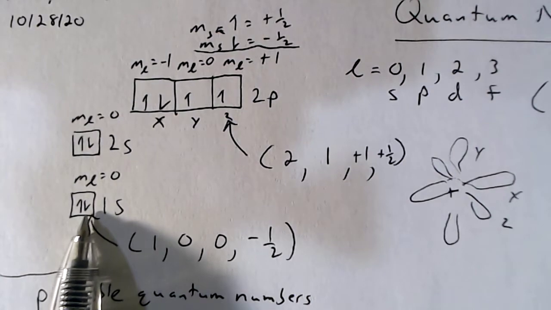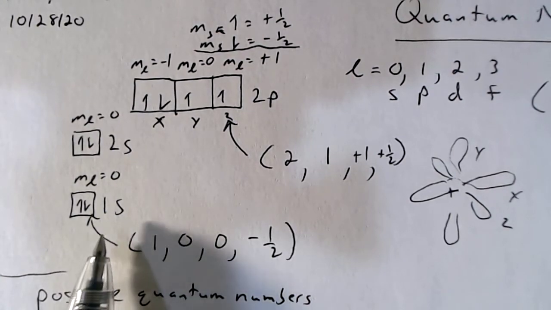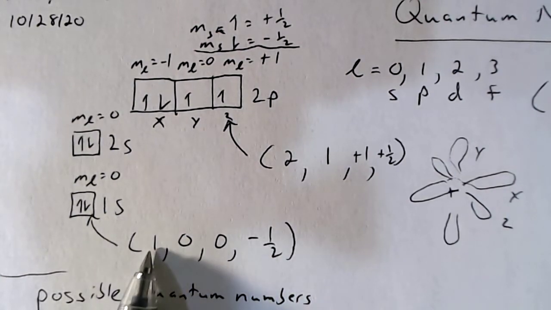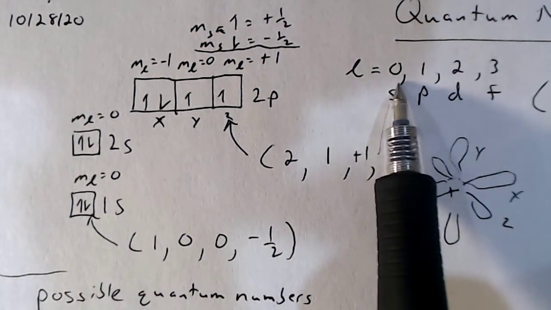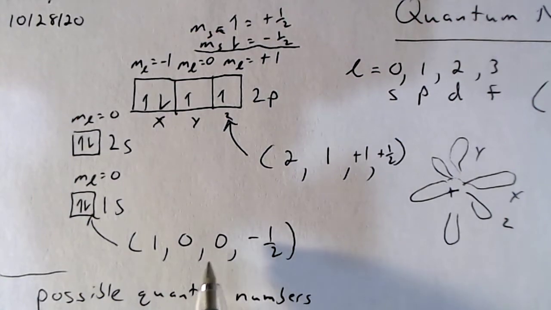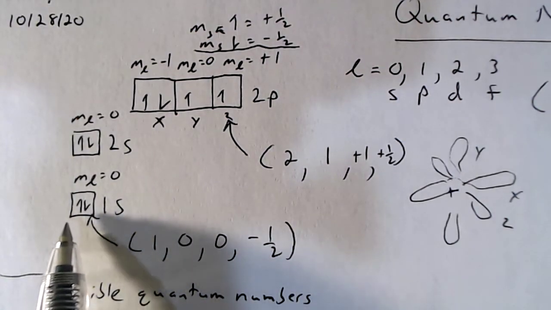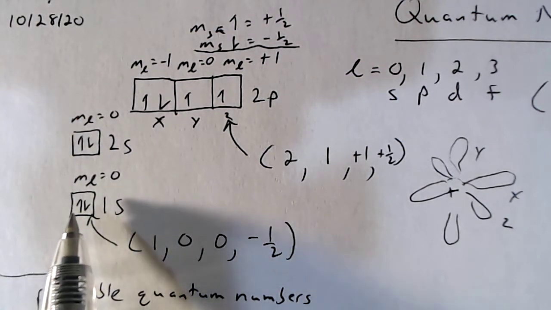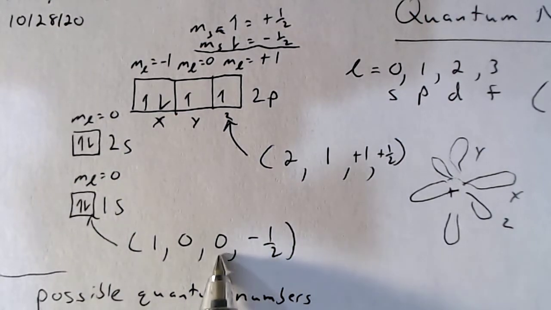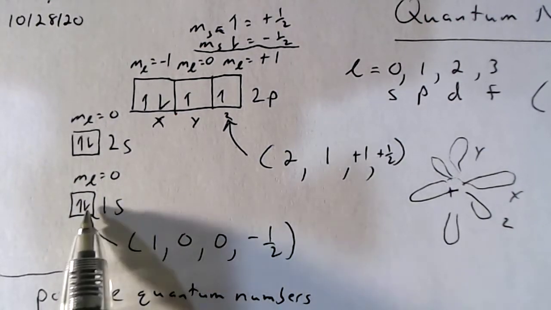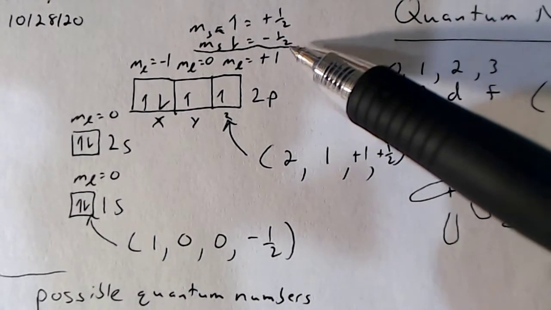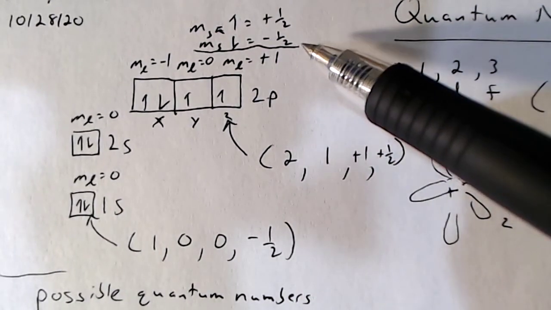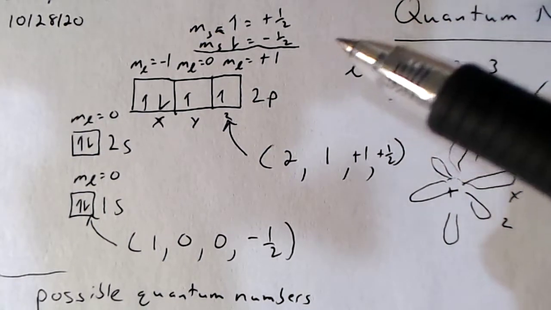Trying another one. This downspin electron on the right, it's in principal energy level 1. It's in an s orbital, so its L value is 0. And any s subshell has only 1 orbital, so its ML value is 0. And it's downspin, so it's got a -½ value for MS, which is an arbitrary determination.